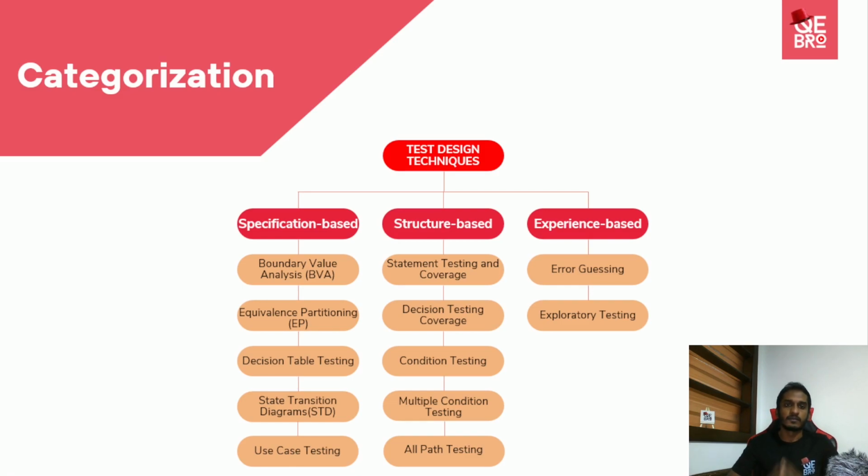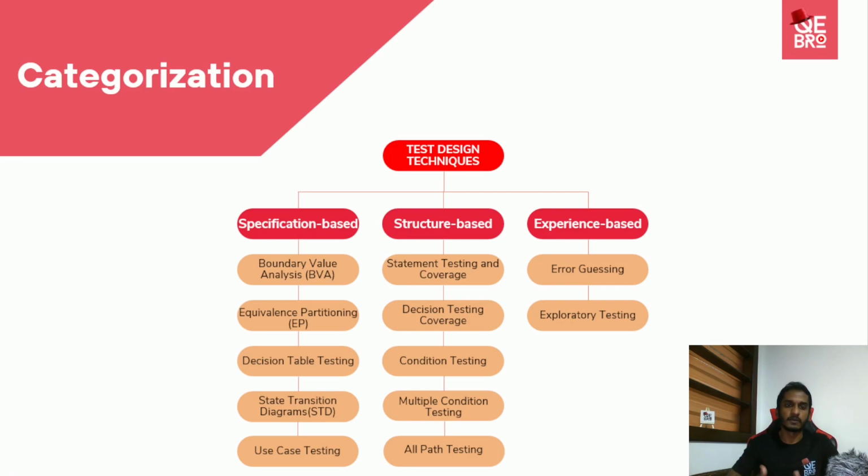However, the specification based test design techniques can be used to create test cases for the black box testing type, and similarly structure based ones are for white box testing. And then we have another type called the experience based. Under the specification based one, we have boundary value analysis, equivalence partitioning, decision table testing, state transition diagram, and use case testing. These different types of specification based test design techniques need to be applied at different levels.